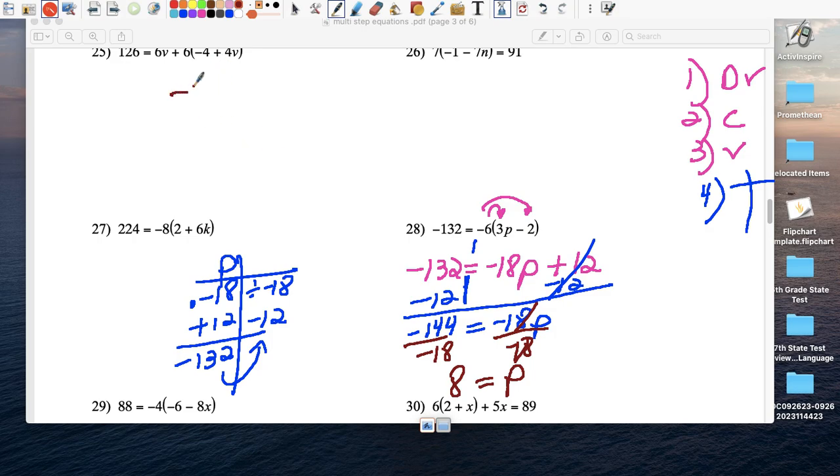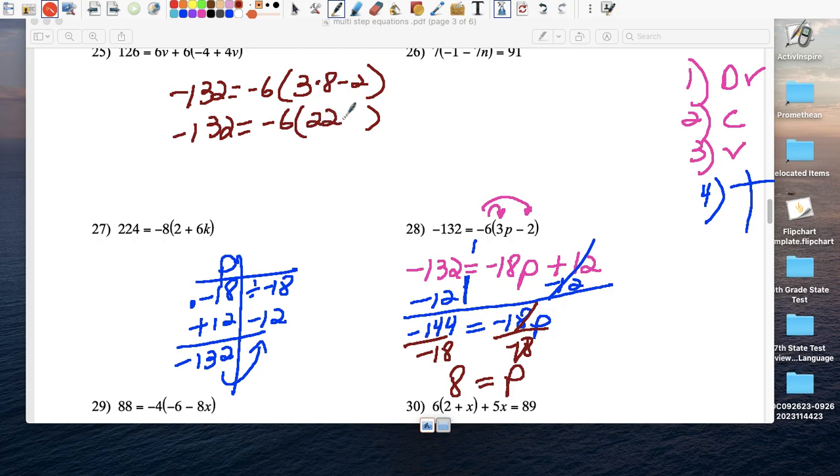Let me double check. Negative 132 equals negative 6 times, 3 times 8 minus 2. Negative 132 equals negative 6. Inside the parentheses, 3 times 8 is 24. 24 minus 2 is 22. And then negative 132 equals, and what's negative 6 times 22? That's exactly 132. So our check is good.